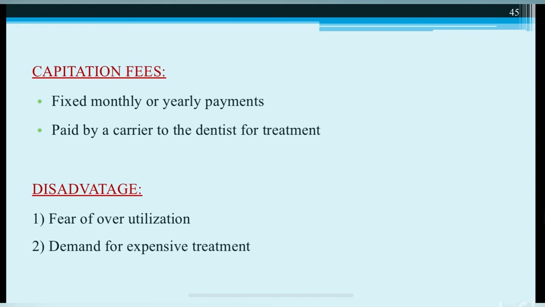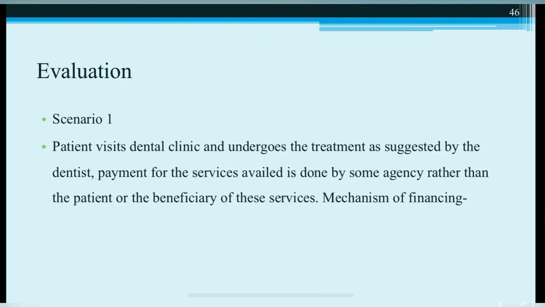So what it basically means, the capitation fee is a fixed monthly or yearly payment paid by the carrier to the dentist for the treatment. The disadvantages of these are basically fear of overutilization, and the patient may also demand expensive treatments.